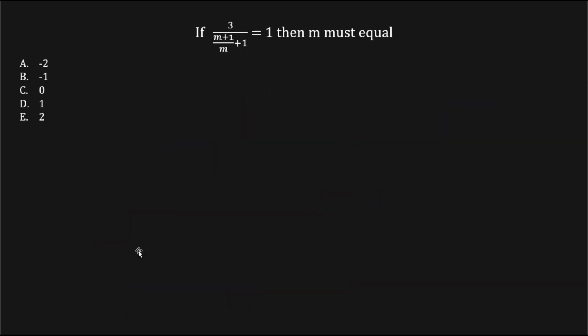Okay. Next question. Alright. I think the easiest way to do this problem is to just plug in the number. So we know off the bat C is not going to work. 0 cannot be the denominator here.